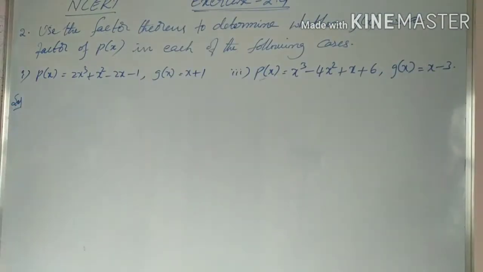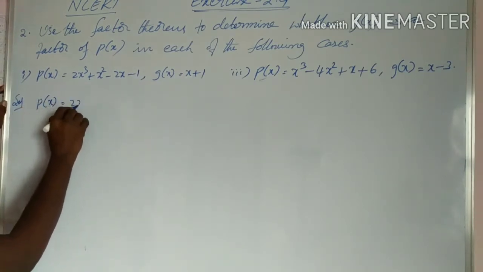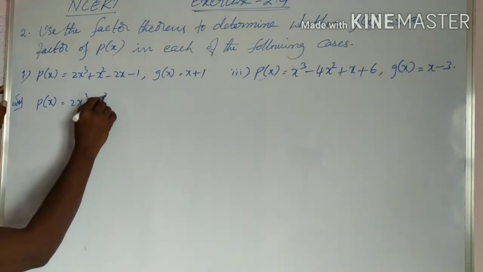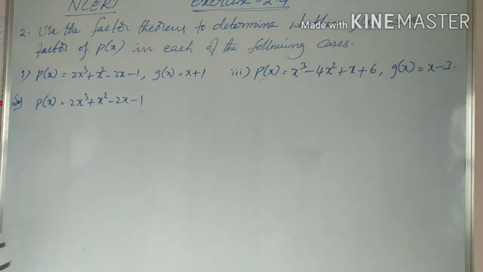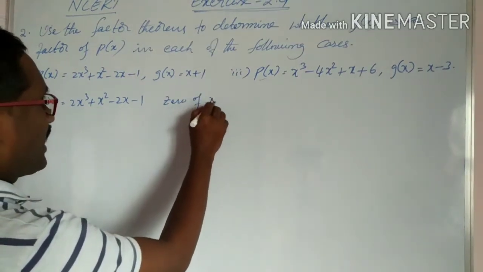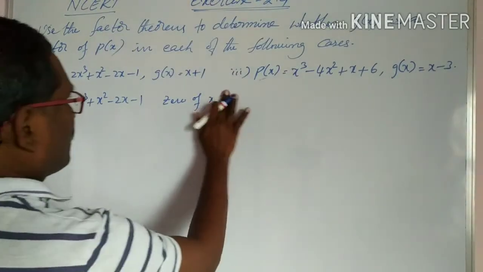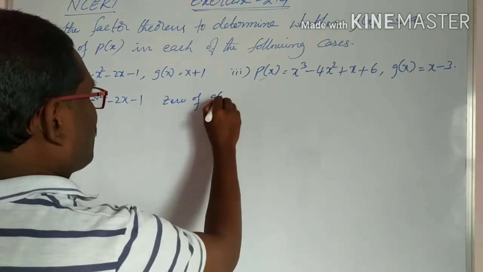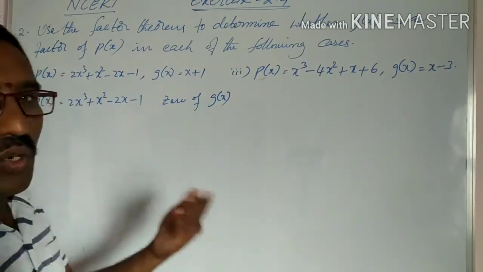See, first problem, p of x is equal to 2x cube plus x square minus 2x minus 1. Find the zero of g of x, which is x plus 1. What is the meaning? The zero of g of x means g of x is equal to 0.